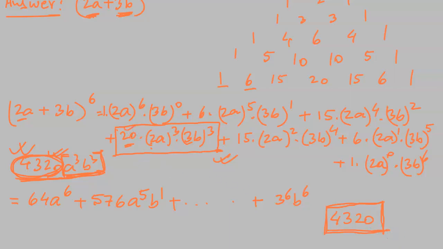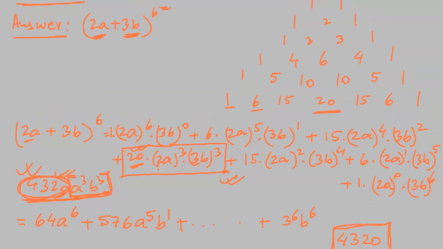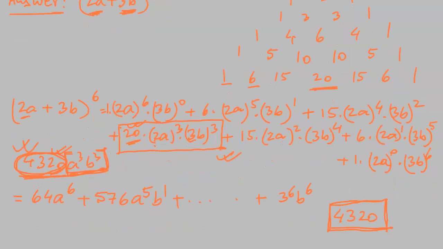You cannot give the coefficient as only 20, because you cannot say that because we are getting this 20 from the Pascal's triangle, therefore the coefficient is 20. No. Okay. Because the Pascal's triangle assumes that you are having a plus b whole to the power of n as the binomial expansion. But in our case, we are having 2a plus 3b raised to the power of 6 and not a plus b. Okay. So the coefficient will also not be equal to 20. Rather, it will be equal to 4320. Okay.